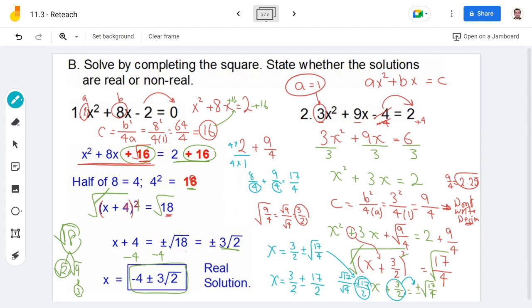Do I have the same denominator now? Yes, I have the same denominator. Can I combine them? Yes, I can combine them by writing x equal 3 positive negative square root of 17 over 2. So this is the final, the simplest form. Okay, I hope you understand this.